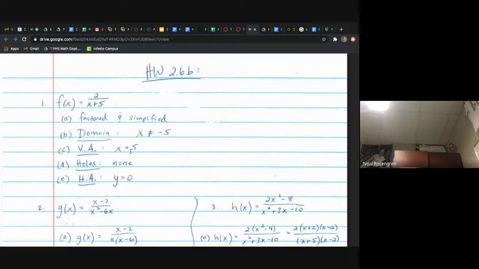Okay? And because there was no simplifying to do, we have no holes. Okay? Which means that that number is a vertical asymptote instead. And it should be x equals negative 5. I missed the negative. Okay? Does that make sense? Are we good with that up to there?